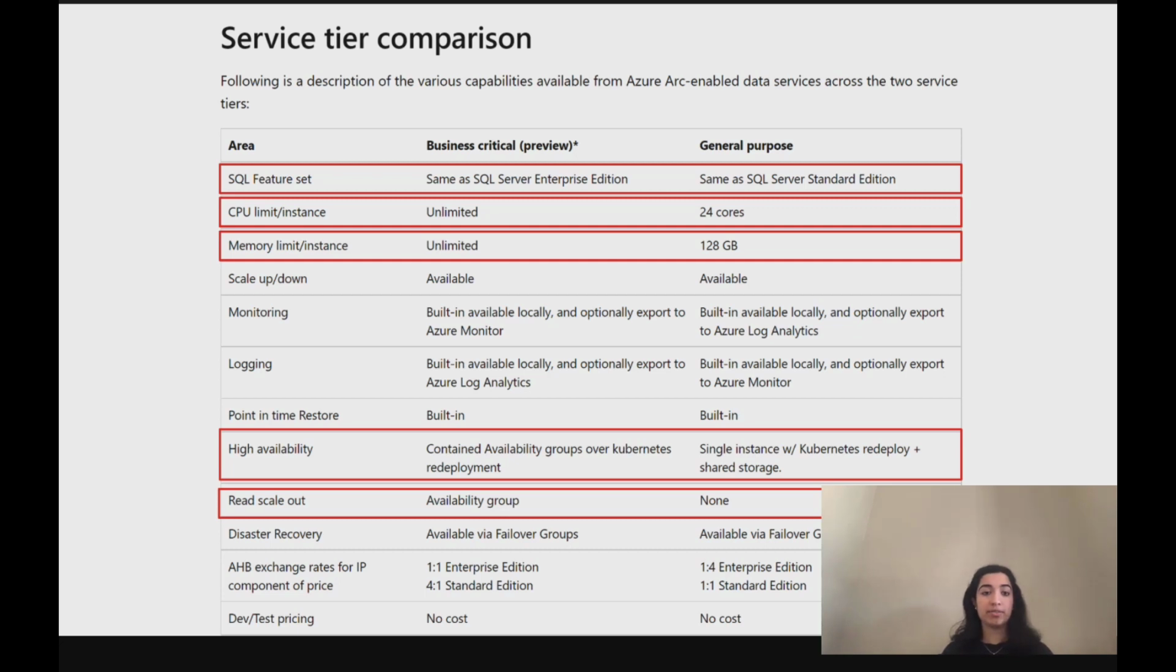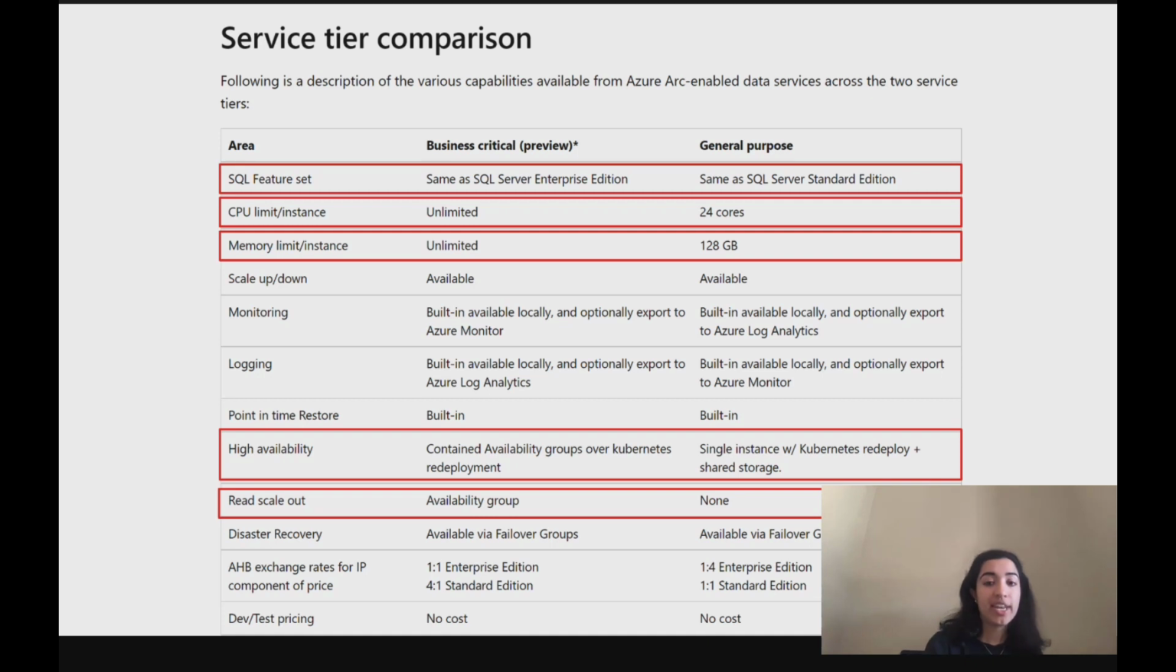The primary differences between the two we will discuss and talk about, but really it comes down to some of the feature sets. So what you'll notice is that general purpose is equivalent to a standard edition, and standard has limits on things like CPU, memory.